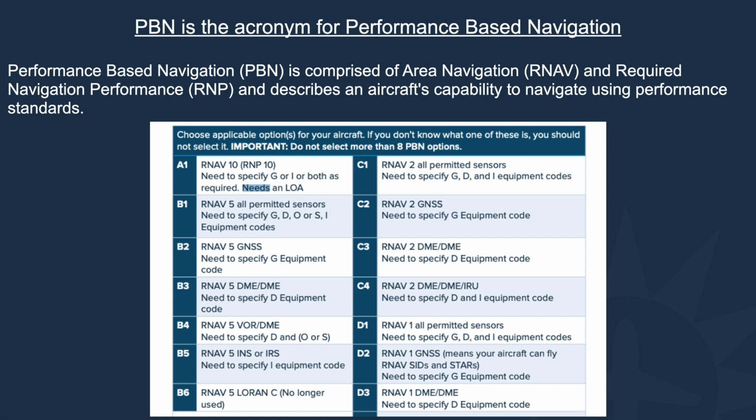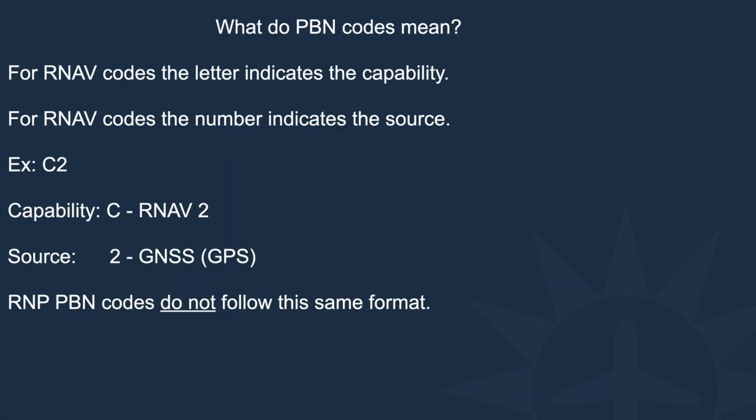One thing I do want to bring up, which I thought was kind of interesting, was as far as the RNAV codes go, and I'll explain the difference between the RNAV codes and the RNP codes in a minute. The RNAV codes are coded in such a way that the letter designates the capability. Like, for example, Charlie is an RNAV2 code. The number 2 after the Charlie indicates the source of that RNAV2, and the number 2 designates GPS. So if you see a Charlie 2, it means RNAV 2 capability provided by GPS. Now, the RNP PBN codes do not follow the same format, but the RNAV codes do. So I found that to be interesting.